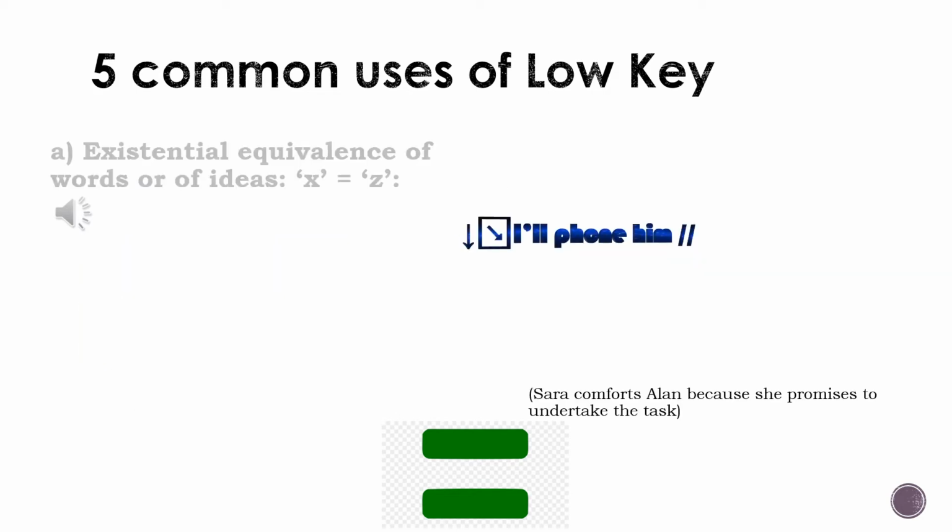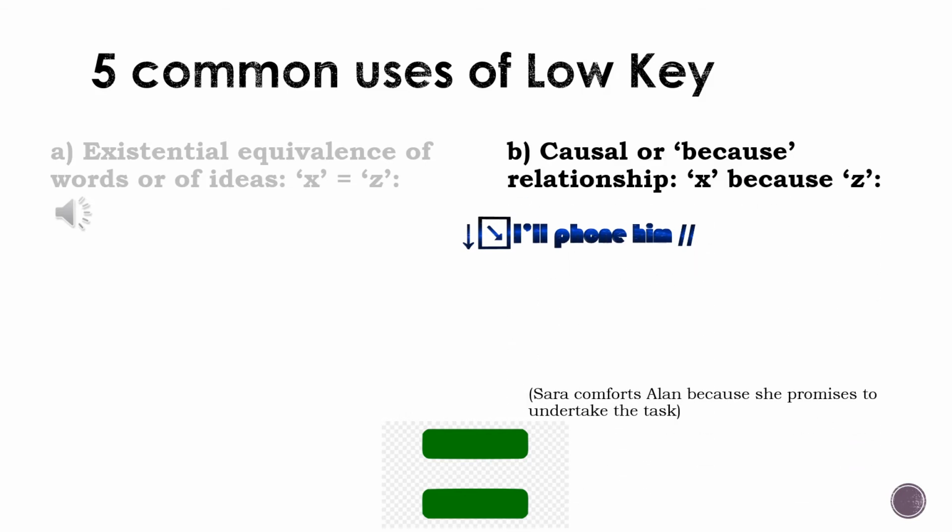The second use of low key that is related to the general meaning of equivalence is a sort of derivation or causality type of relationship with low key between two tone units. Remember that the overall meaning is that of equivalence. So this is called the causal or because relationship. The first tone unit has a particular reason in the second tone unit. That means that the second tone unit is the cause of whatever is happening in the first tone unit.